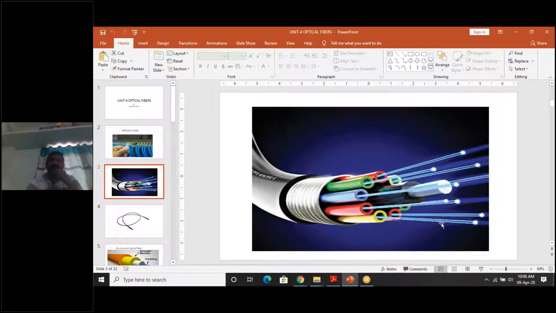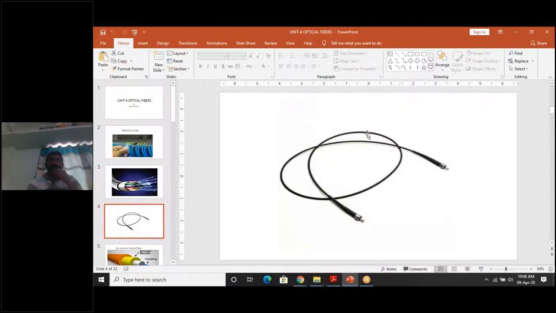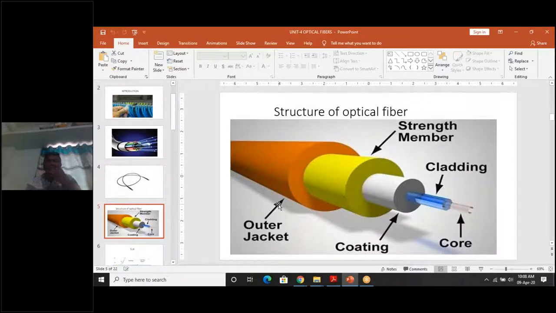Generally, these types of optical fibers you can see in transmission of data. In our lab you may have seen this type of optical fiber. Probably you did one experiment called bending losses. In the bending losses experiment, we have an optical fiber. This is the 1 meter optical fiber. This is one end of the optical fiber, this is the other end, and this is the diagram of the optical fiber. So basically, what does it consist of?